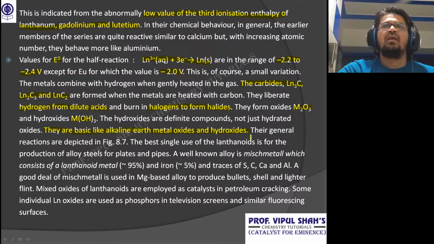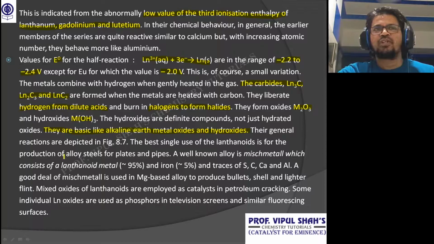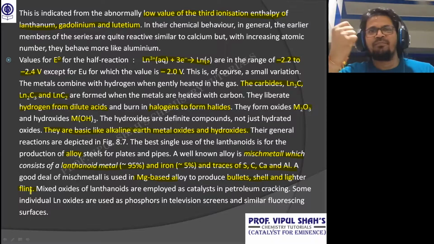That's one. Then people, one important use is in the production of alloys, where a very well-known alloy, you have to know this name from a factual point of view as it can come as an MCQ, is mischmetal, which has around 95% lanthanoid metals, 5% iron, with traces of sulfur, carbon, calcium and aluminium. This mischmetal is mainly used in magnesium-based alloys to prepare bullets, shells and lighter flints.